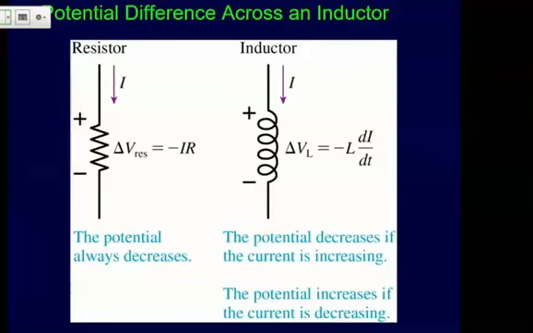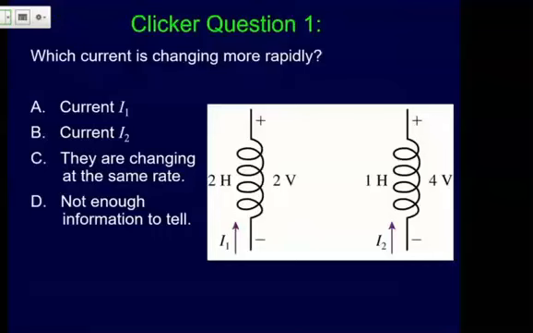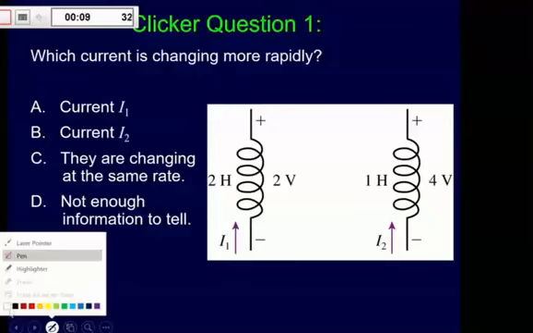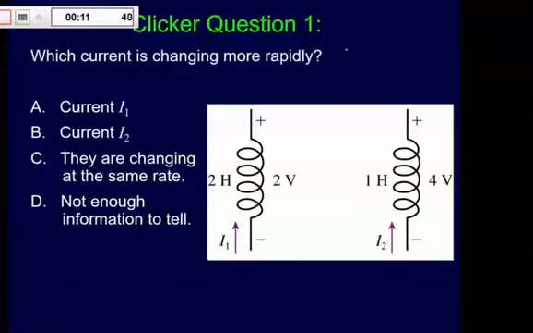And if this is negative, those signs switch there. Okay, so that can be a handy thing. And so let's try a question here. Which current is changing more rapidly? And then just as a hint here, we'll say that we have this new equation that says our potential equals L times di dt.